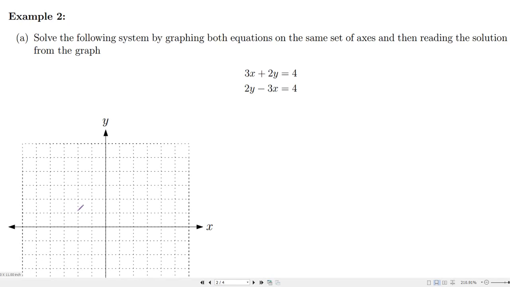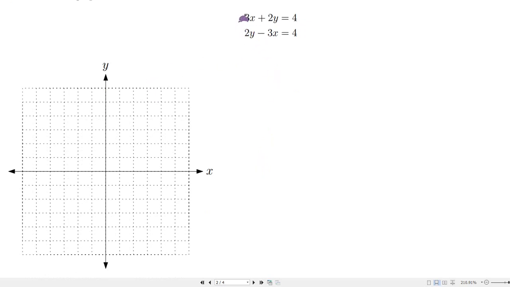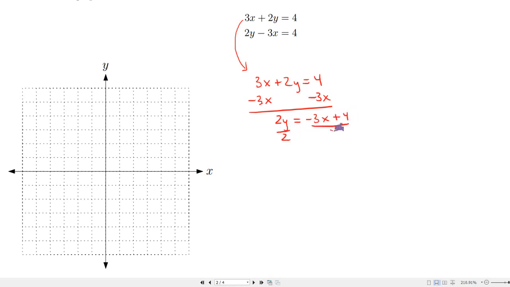Okay, so let's solve another one. Solve the following system by graphing both equations and reading the solution from the graph, just like we did before. So this first one, let's figure out what the slope and intercept are. So 3x plus 2y equals 4. So subtract 3x from both sides. And 2y is equal to negative 3x plus 4. Dividing both sides by 2, we have y is equal to negative 3 halves x plus 4 over 2 is just 2. So our slope is negative 3 halves and our intercept is 2.